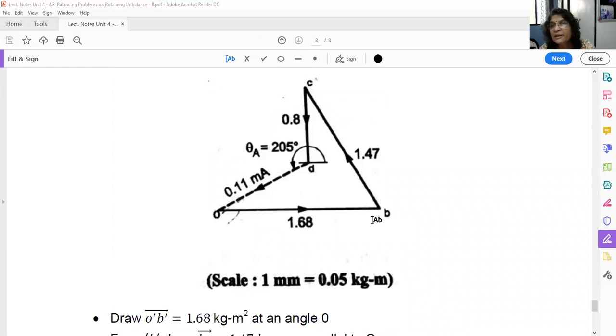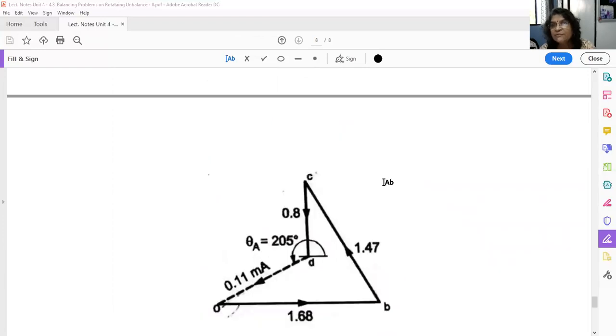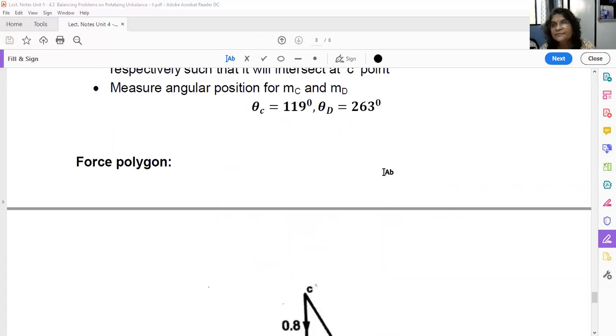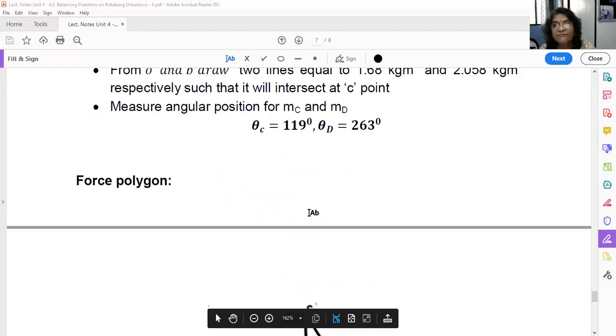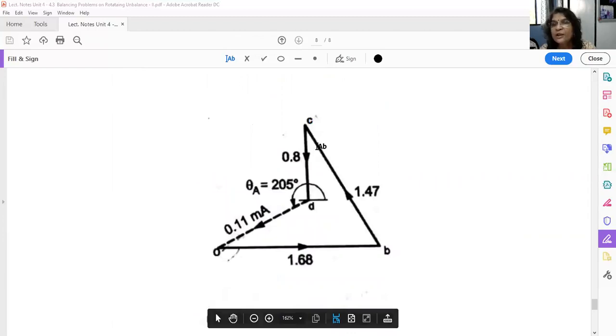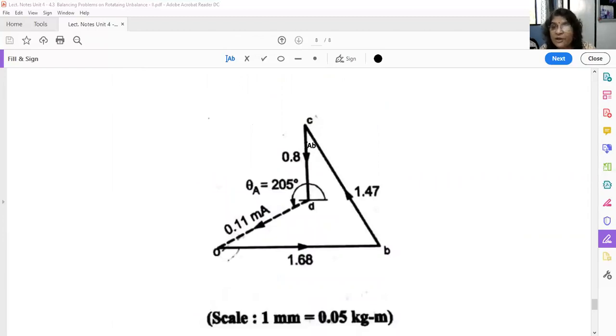Here we are. Now this is 1.47. What is the angle? 120 degree. We got it, no? This one 120 degree. This is the vector B dash C dash. Only the magnitude is different. So what is the magnitude? 1.47. Now you are here. From here to here, draw the line at 270 degree representing the 0.8 vector. This is the length divided by scale. Now you are here.